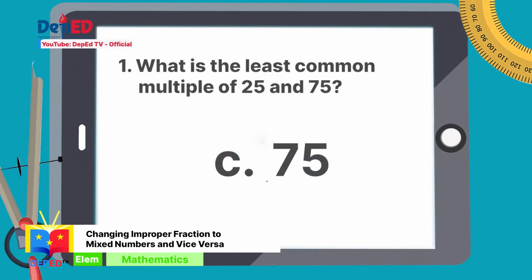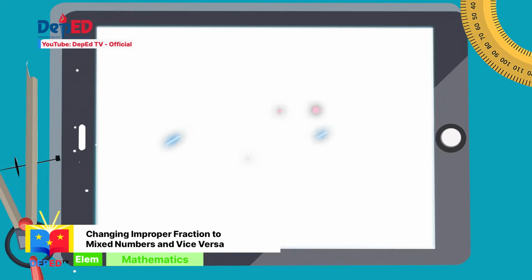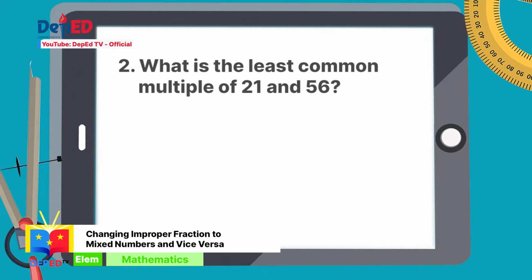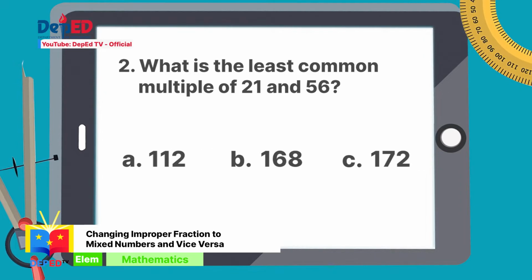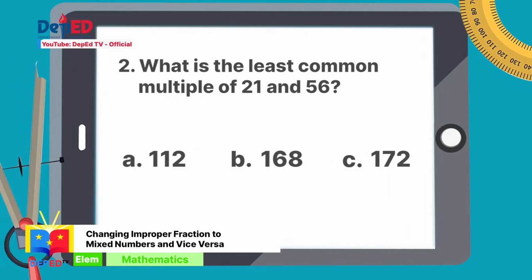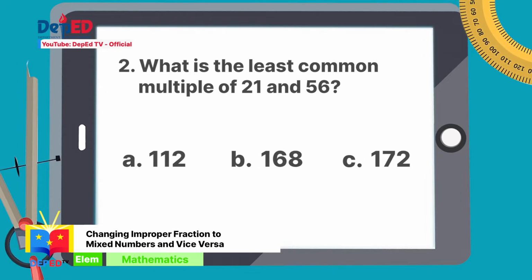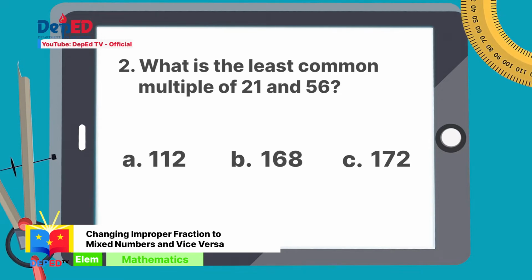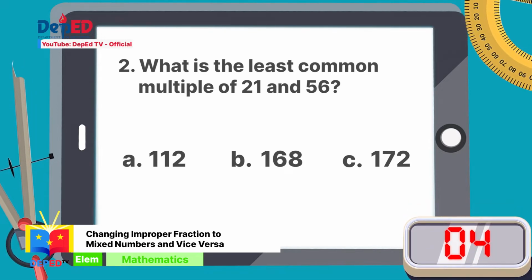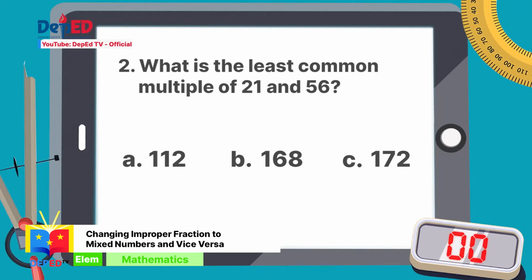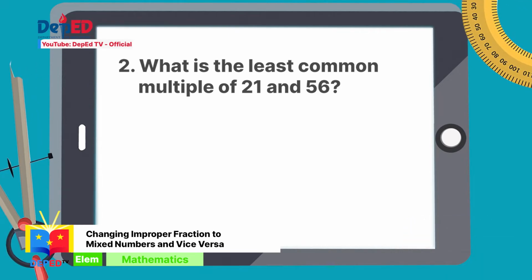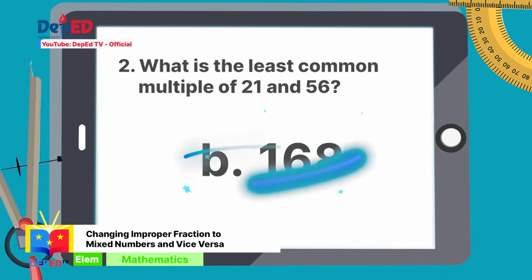Math-terrific. Number 2. What is the least common multiple of 21 and 56? A. 112, B. 168, C. 172. The correct answer is 168. Excellent.